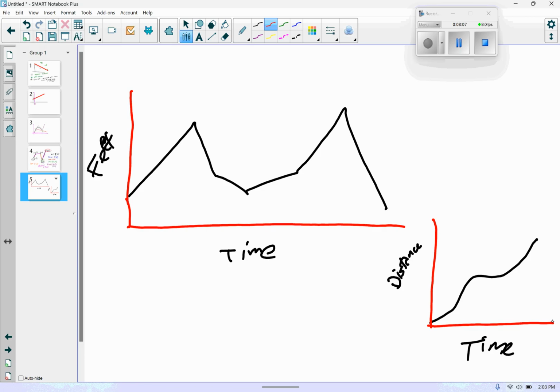Let's see what kind of trouble we can get into from here. Okay. So this first graph is Alonzo's graph. So we want to do the domain.